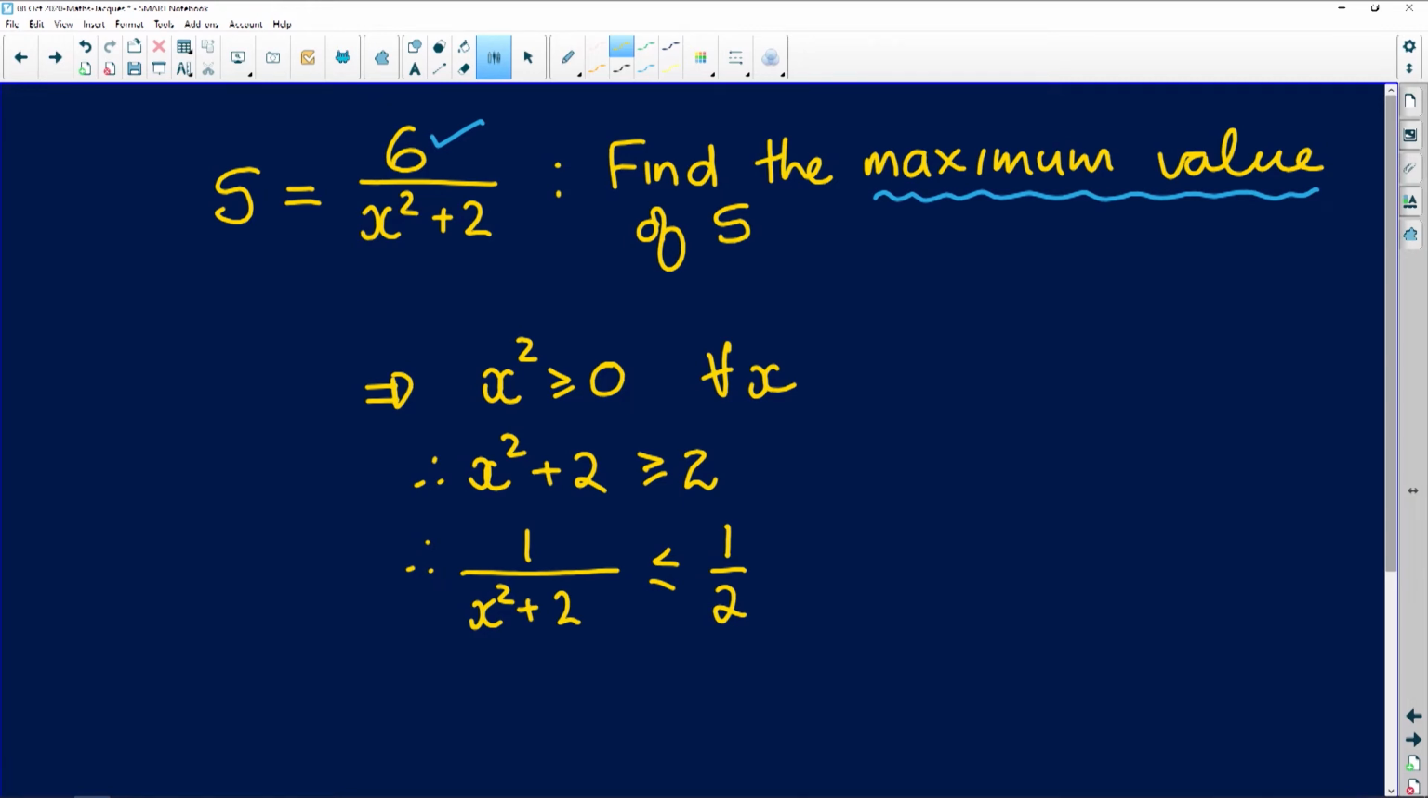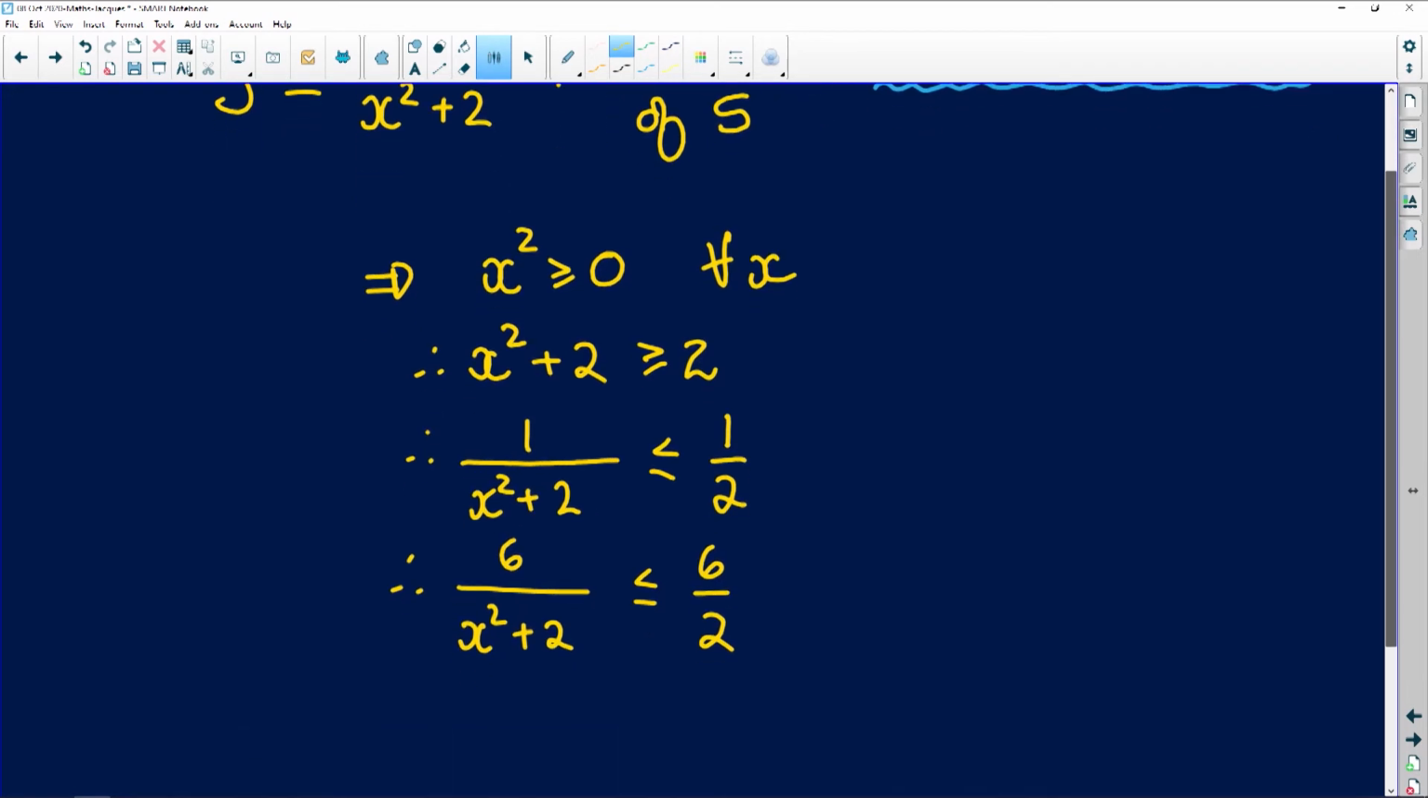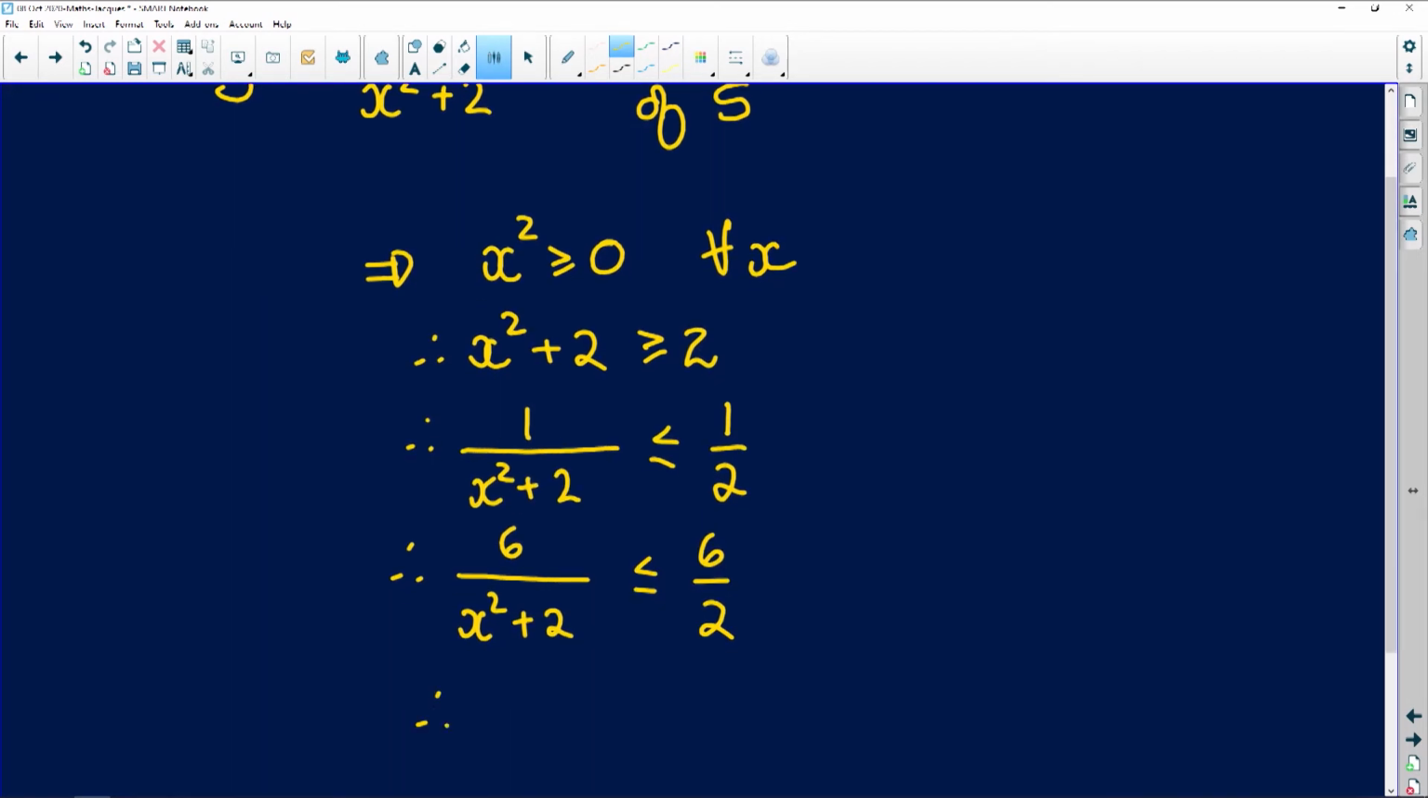Okay, but I need the 6. So what can I say? I can say 6 over x squared plus 2 is therefore smaller or equal to 6 over 2. Now, folks, we know that 6 over 2 is 3. Therefore, S is smaller or equal to 3. Now, because we have a number that says S is smaller or equal to 3, it means 3 is the maximum value. Everything else would lie below it.